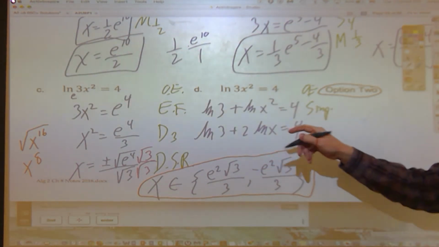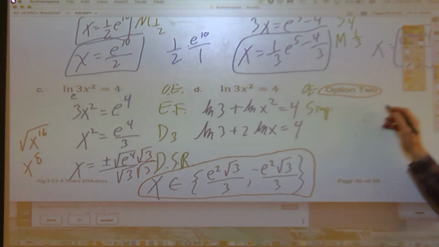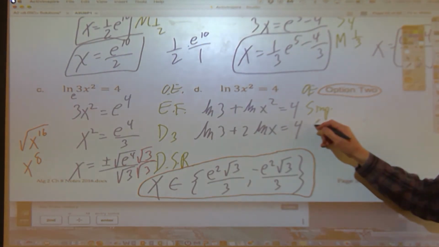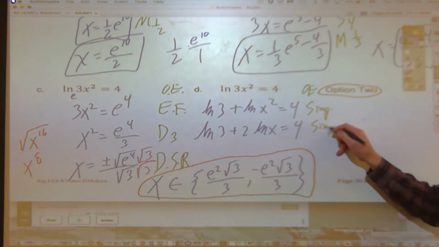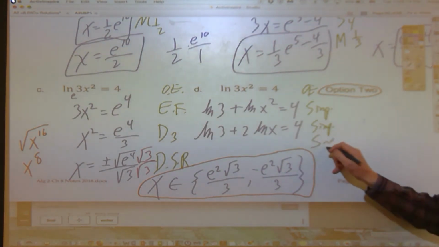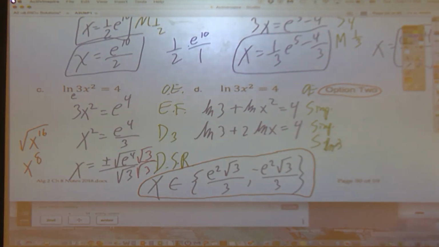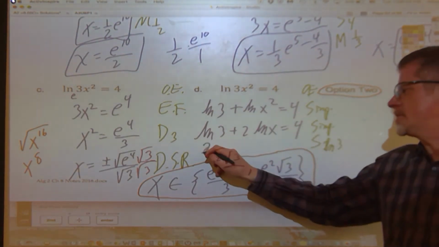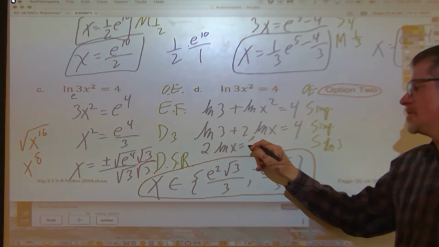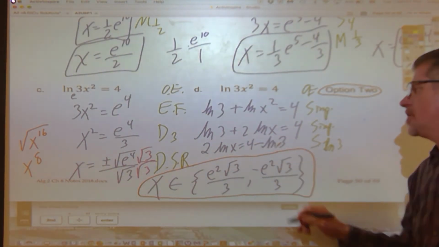So let's subtract natural log 3 from both sides. By the way, you could say hat rule, but hat rule is just a way to simplify. Now I'm going to subtract natural log 3 from both sides. So when you subtract natural log 3 from both sides, you get 2 natural log x equals 4 minus natural log 3.